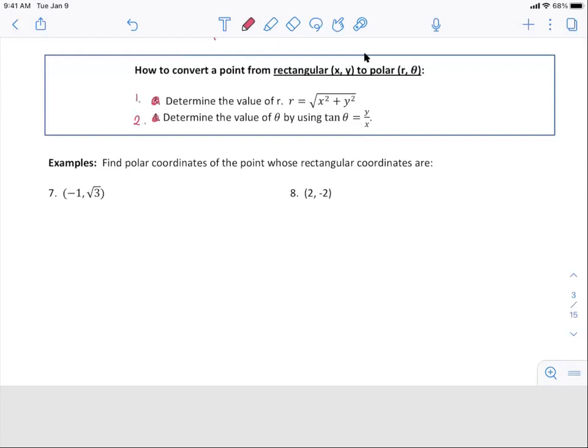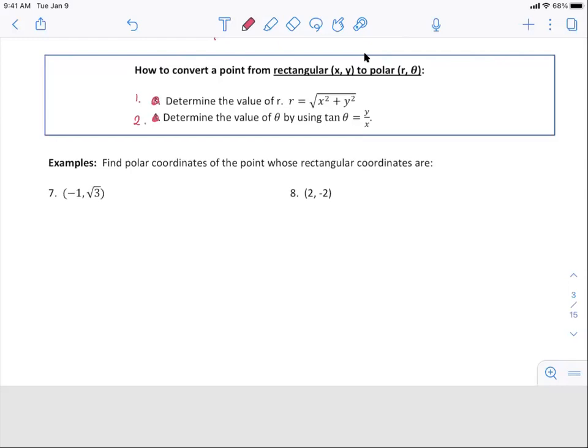Okay. So the first thing we need to do is figure out the value of r. We do this just the same way that we did on the unit circle. So it's the square root of x squared plus y squared. And then to figure out the value of theta, we use the fact that tangent of theta is equal to y over x. And we will have to work backwards to solve for our value of theta. So let's look at an example.